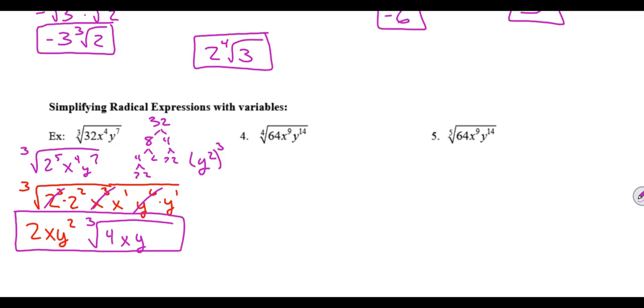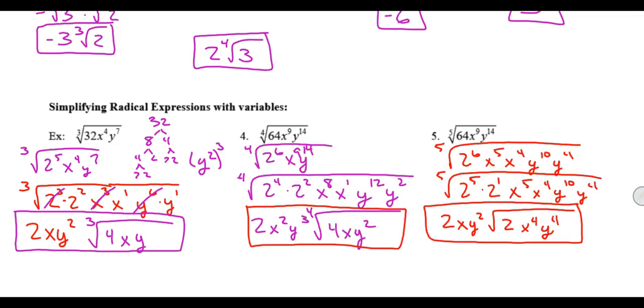Okay? So, pause the video, try these next two problems, and then come back and I'll show you the answer. All right? So, here's the solutions for number 4 and number 5. Again, 64 is always 2 to the 6th, so I just jump to 2 to the 6th over here. But how I break it up was different, right? I did 4 and 2 here, 5 and 1 here, all depending on what my index was, right? So that index is going to tell you how to stretch it apart, how to break it apart, all right?